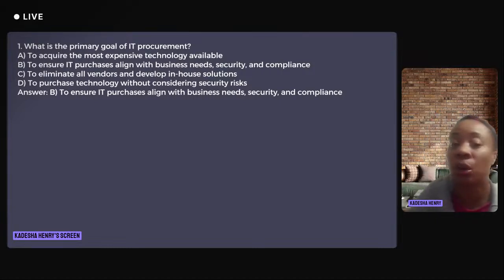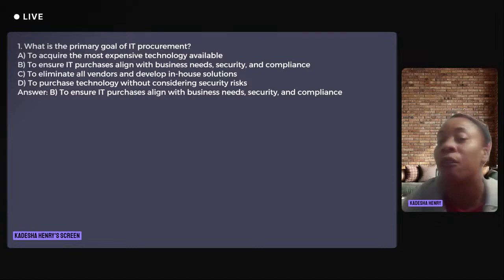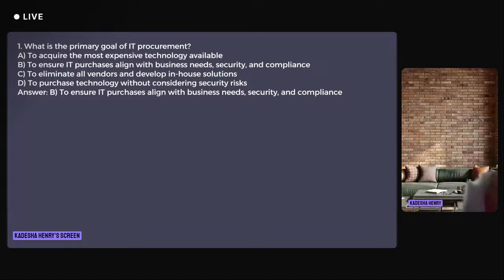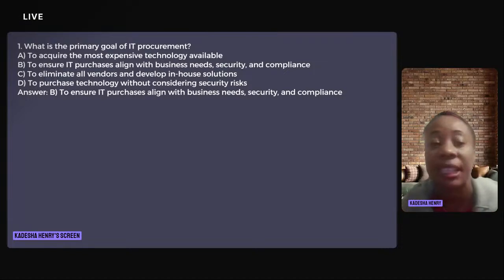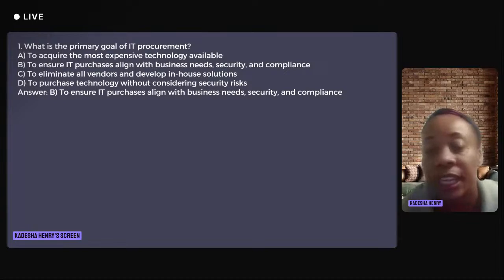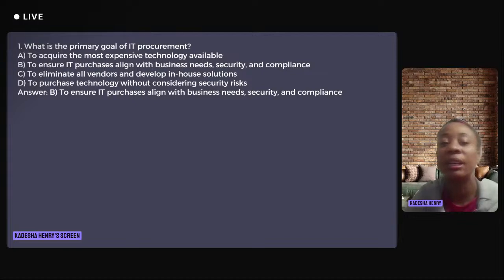Remember, we said procurement is the purchasing or the acquiring of the software and the hardware that are needed for the running of the organization or for the continuity of the organization. Is it A, to acquire the most expensive technology available? B, to ensure IT purchases align with business needs, security, and compliance? C, to eliminate all vendors and develop in-house solutions? D, to purchase technology without considering the security risk?